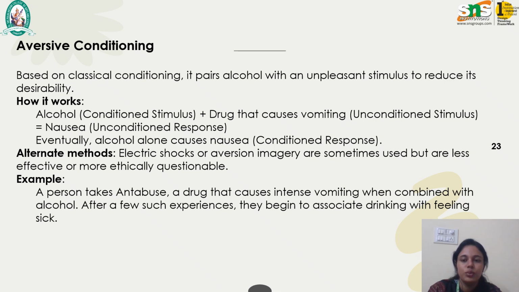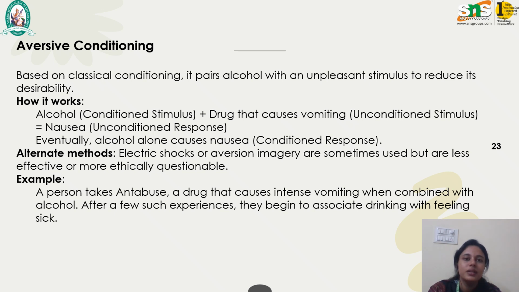The next one is aversive conditioning. Based on classical conditioning, it pairs alcohol with an unpleasant stimulus to reduce its desirability. Here, alcohol is a conditioned stimulus. We can give a drug that causes vomiting. We can't tell those individuals that we are mixing a vomiting-causing drug into their alcohol, but we can give those types of tablets to reduce those habits.